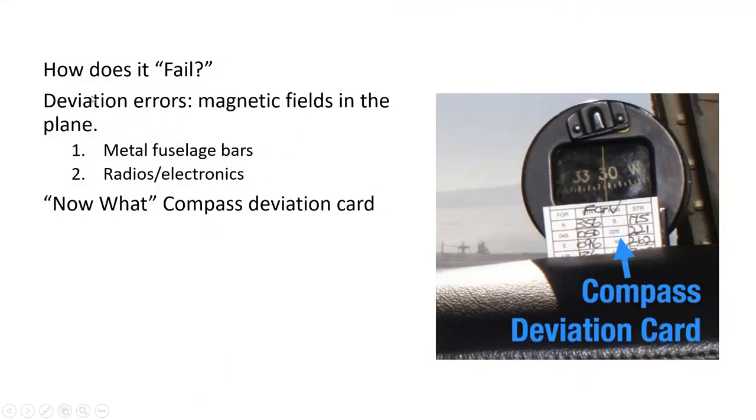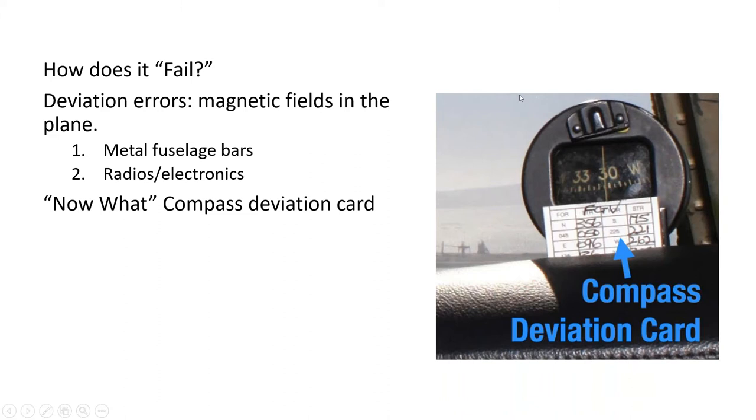So how does it fail? The magnetic compass doesn't really fail, but we start with deviation errors. These are magnetic fields in the plane that can affect the reading of your compass, such as the metal bars that make up the frame, or any radios you bring in. Take your handheld radio, hold it up to the compass, and see what it does.